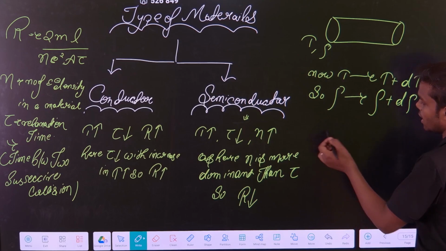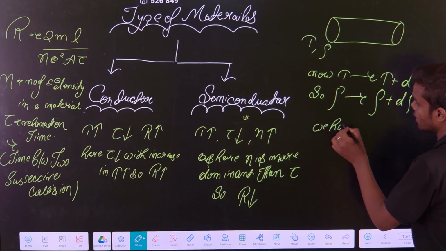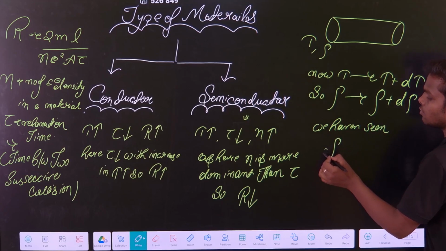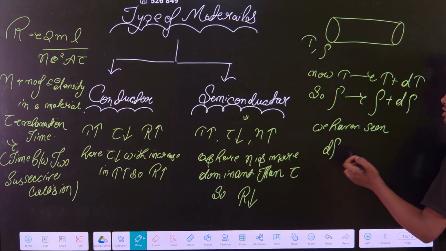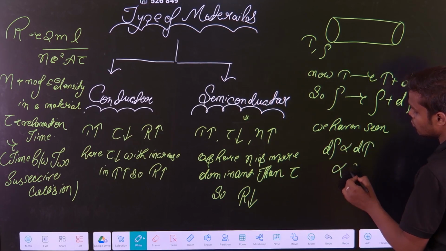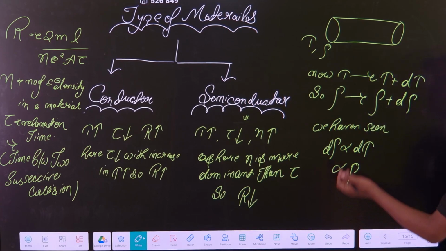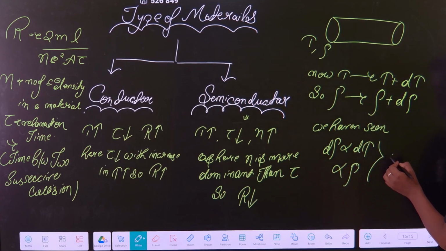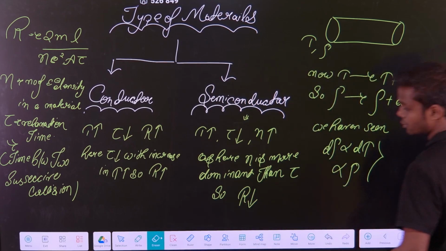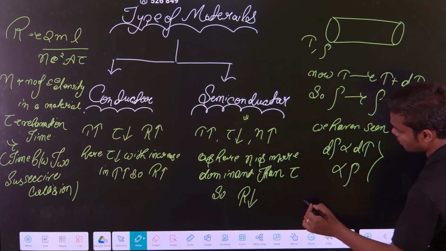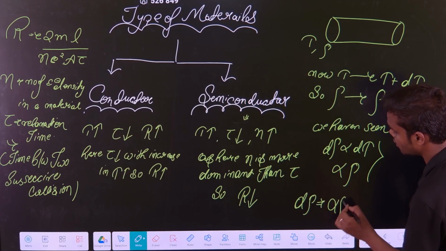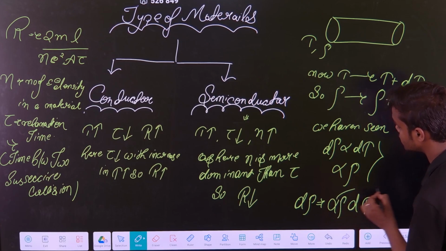And what we have found, these are experimental things: we have seen that the increase in resistivity d rho is directly proportional to the increase in temperature, and directly proportional to the initial value of rho. So from here we got a conclusion that d rho, the increase in resistivity, is equal to alpha rho into dT, where what is alpha?